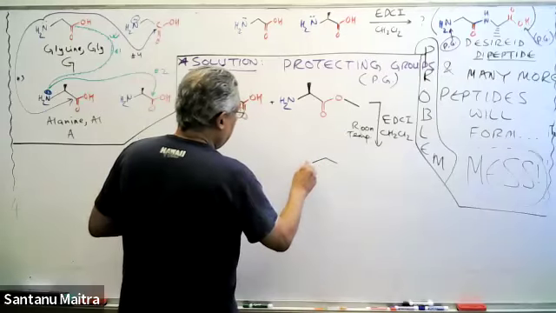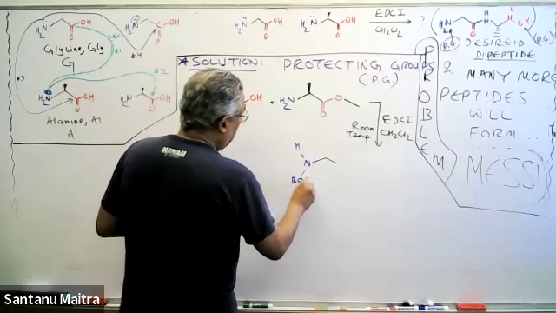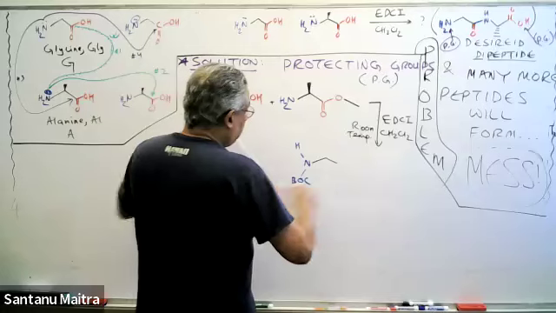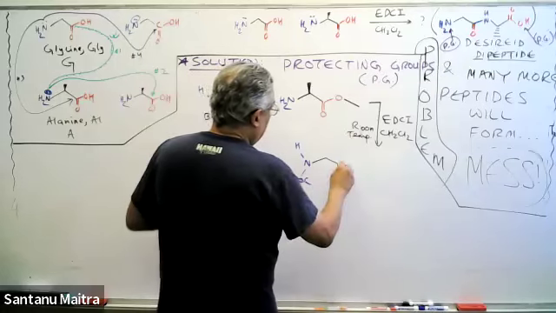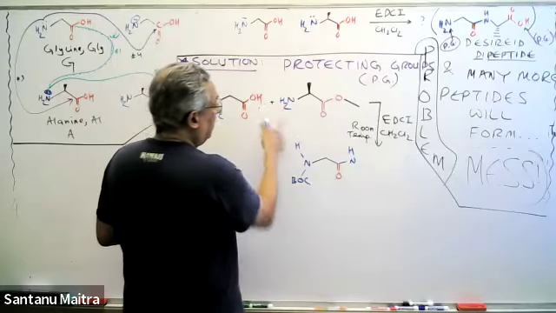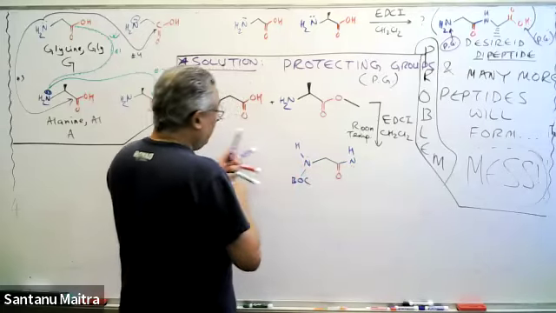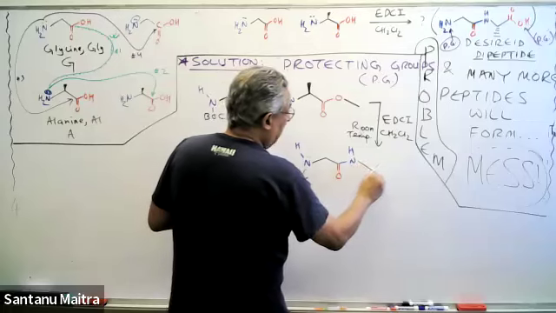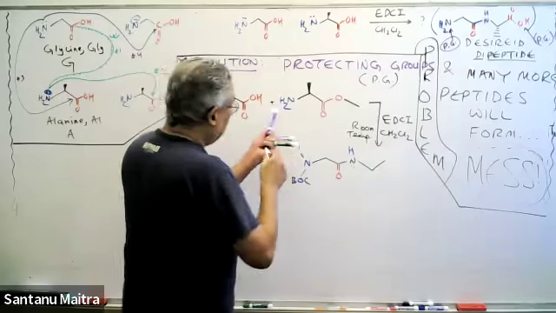NH, BOC, carboxylic acid, NH of this guy, lone pair, lone pair. Now you have to draw the alanine as a V. Therefore, the group, it's simple.